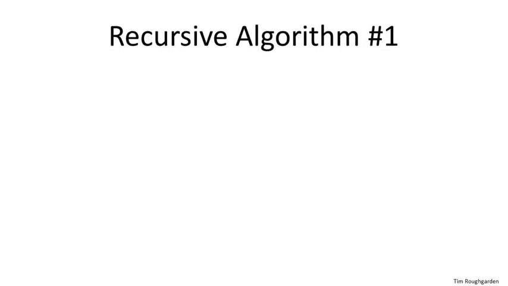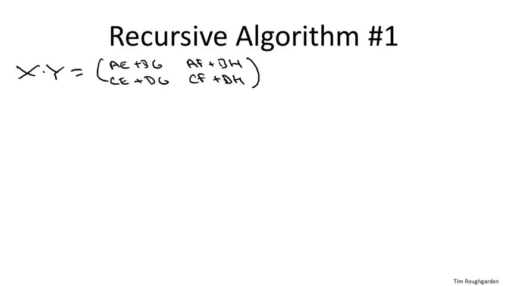So this immediately leads us to our first recursive algorithm. To describe it, let me quickly rewrite that expression we just saw on the previous slide. Our first recursive algorithm is simply to evaluate all of these expressions in the obvious way. Specifically, in step 1, we recursively compute all of the necessary products, and observe that there are 8 products that we have to compute, 8 products of n over 2 by n over 2 matrices.